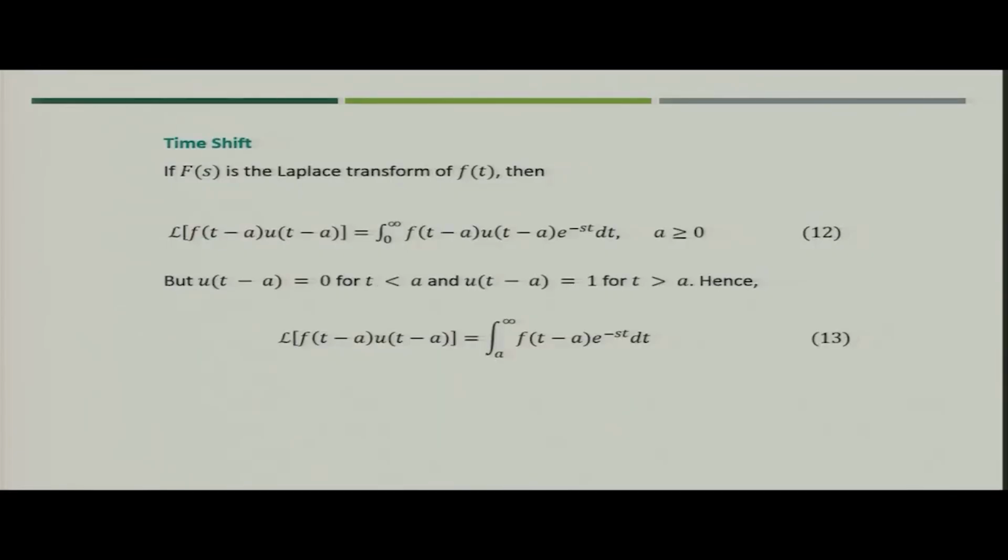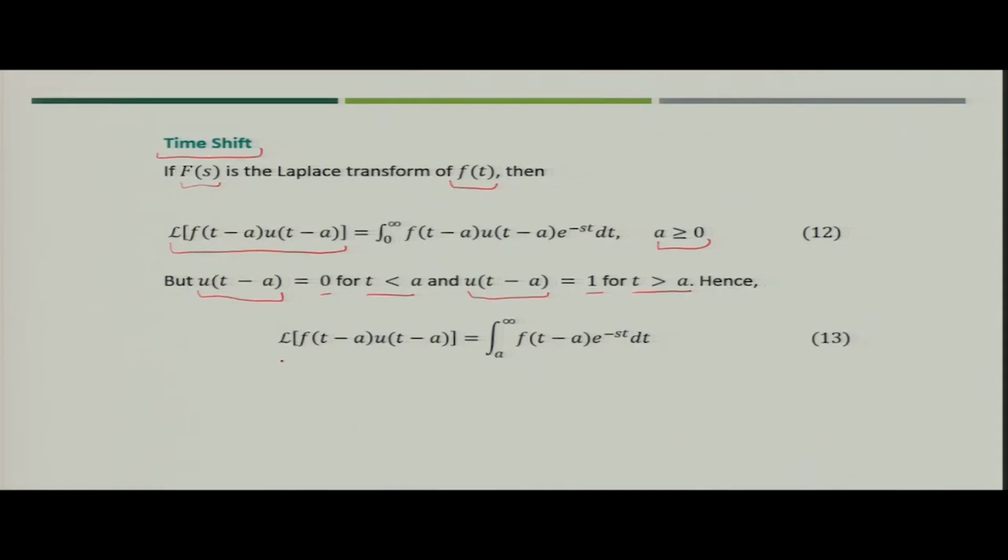Now, let us see another property of the Laplace transform, that is time shift. If F(s) is the Laplace transform of f(t), then the Laplace of f(t minus a) into the unit step function u(t minus a) can be found using the standard definition of the Laplace transform. So, you will integrate between 0 to infinity f(t minus a) u(t minus a) e to the power minus st dt, where a is greater than 0. Now, u(t minus a) is 0 for t less than a, and u(t minus a) is equal to 1 for t greater than a.